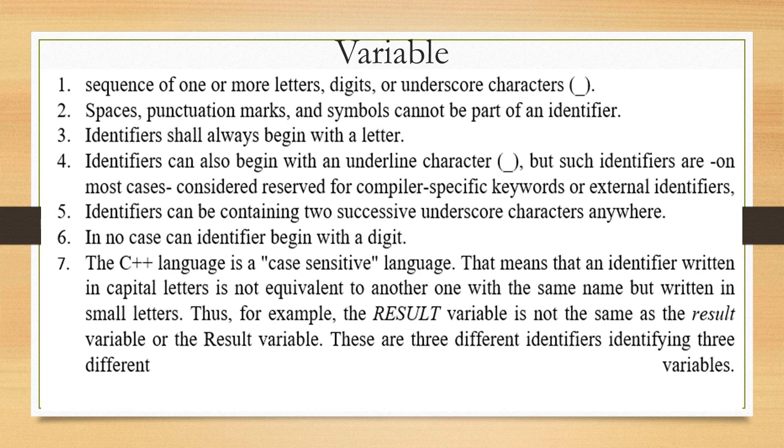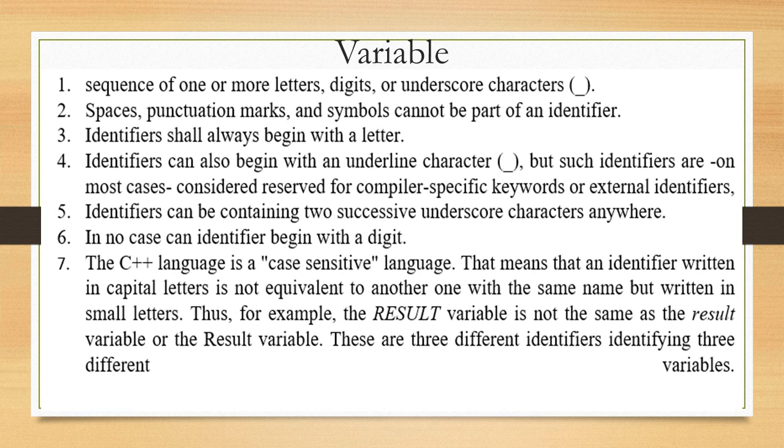The second one: spaces, punctuation marks, and symbols cannot be part of an identifier. When you are naming an identifier or any variable, it should not be separated with a space. As well, you cannot use punctuation marks like question mark, comma, semicolon, and what have you. And of course, symbols cannot be part of an identifier. Then the third one: an identifier shall always begin with a letter.